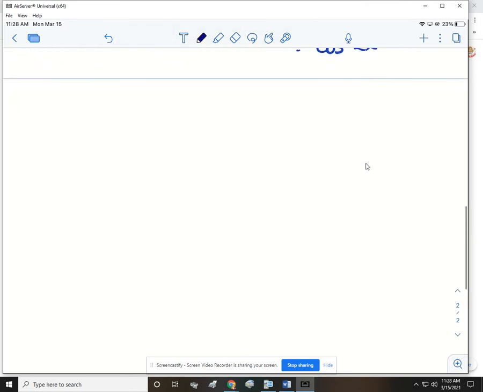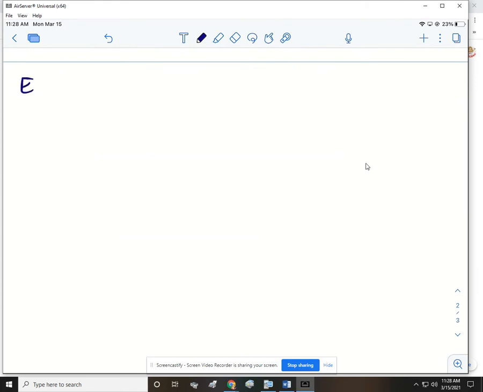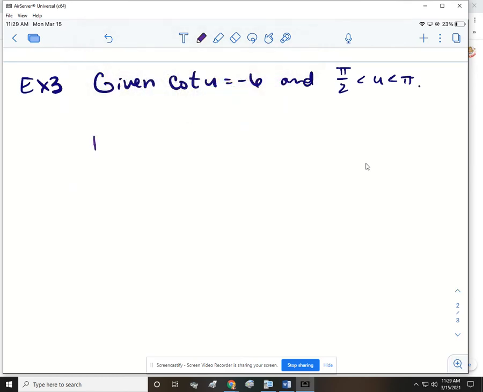All right, and then our last example is the long example. We're given that the cotangent of u is equal to -6, and pi over 2 is less than u is less than pi. What we're going to do is find the sine of 2u, cosine of 2u, and tangent of 2u.